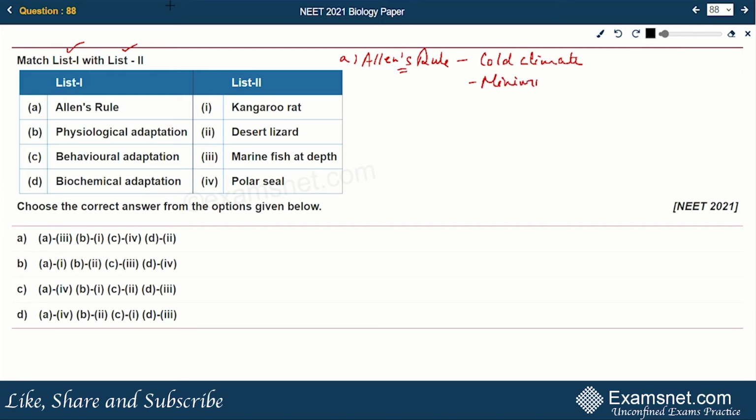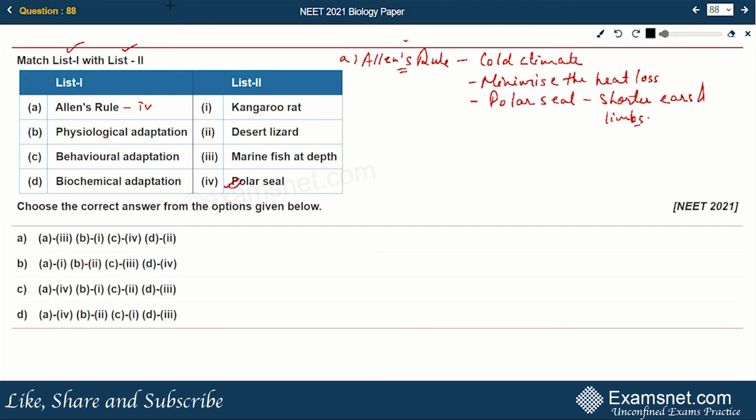Okay. And why is it important? It is important so that the animal can retain some amount of heat in its body in order to survive in such a cold condition. Okay. And one of the examples is polar seal. This polar seal has shorter ears and limbs in order to reduce the heat loss. Okay. And this is in accordance with the Allen's rule. Therefore, the correct match for A will be number 4. Right.